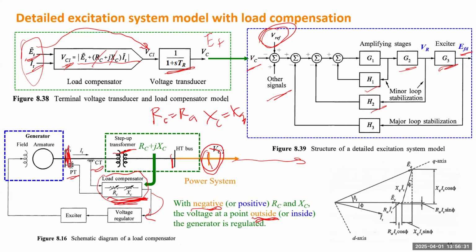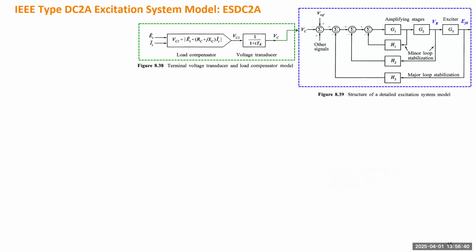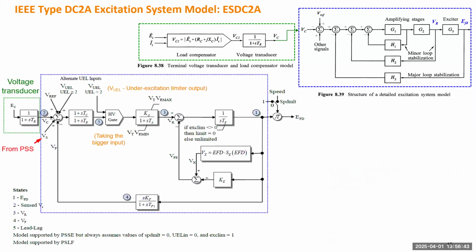So now we have the entire control block of the system. We draw them together. Here is one example, which is a type DC2A excitation system. This one is closest to what we have discussed. There are other types of excitation systems, and some are different. Why is this one closer for a control system?